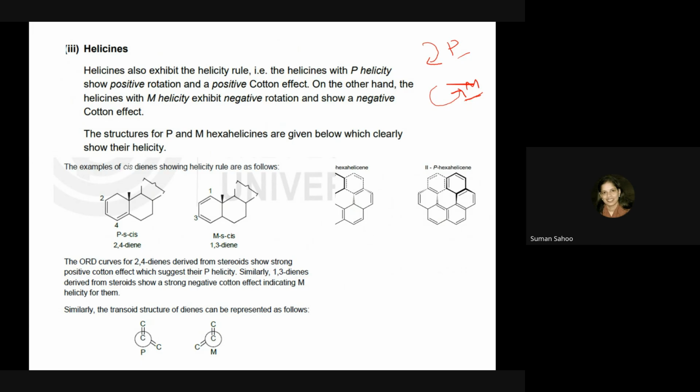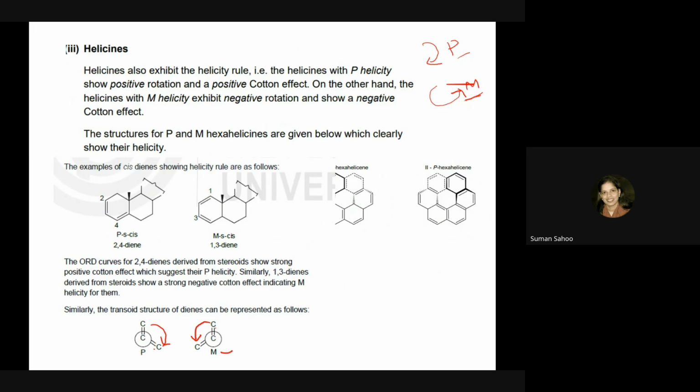For example, in the case of your cisdienes, these helicity rules are given as follows. If you are going from this to this in a clockwise direction, then that would give you a positive Cotton effect. And while going from this double bond to this double bond, if you are going in an anti-clockwise manner, then that is going to give you a negative Cotton effect, so that is denoted as M helicity.